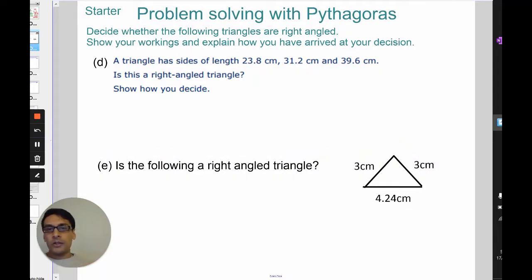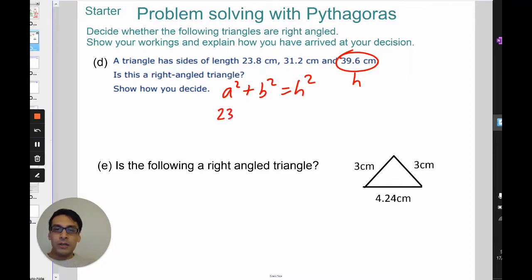So we're still just going to use Pythagoras. Now you can draw a triangle out here, but you can just kind of use a bit of common sense as well. This has to be the hypotenuse if it's a right angle. So then let's write this out. A squared plus B squared equals H squared. Now 23.8 squared plus 31.2 squared. Let's find out what that gives us. 23.8 squared plus 31.2 squared. It gives us 1539.88.